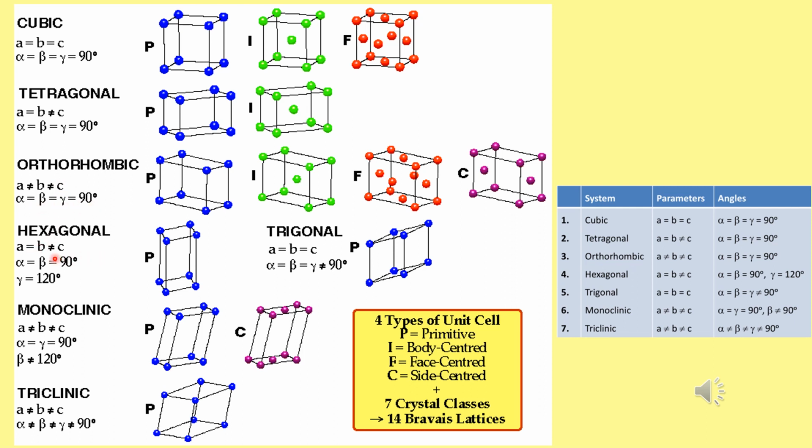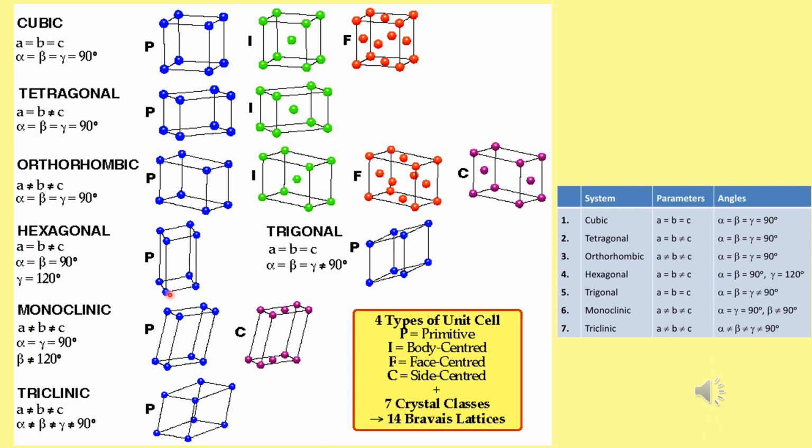For the hexagonal case, two sides are equal, a equals b but does not equal c. Two angles are 90 degrees and one is 120 degrees. In the case of monoclinic, all the sides are unequal. Two angles are 90 degrees but the third angle is not 90 degrees. In the triclinic case, which is the least symmetric, a does not equal b does not equal c, and alpha, beta, gamma are not 90 degrees. And in the trigonal case, all sides are equal, but the angles are not 90 degrees.